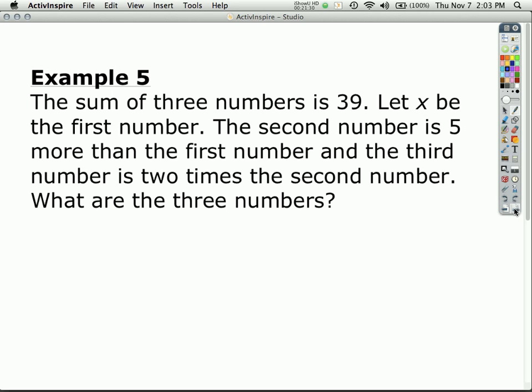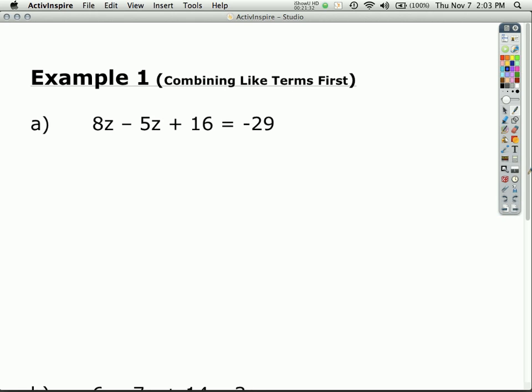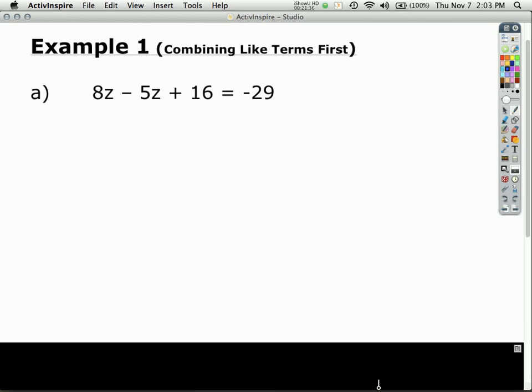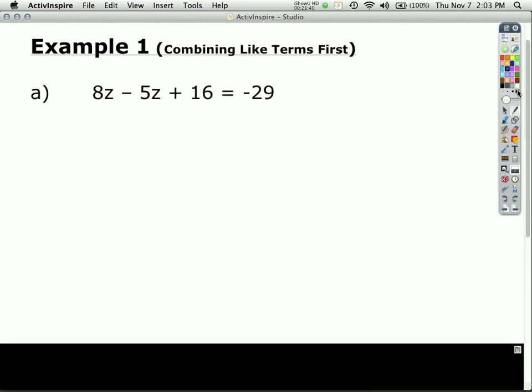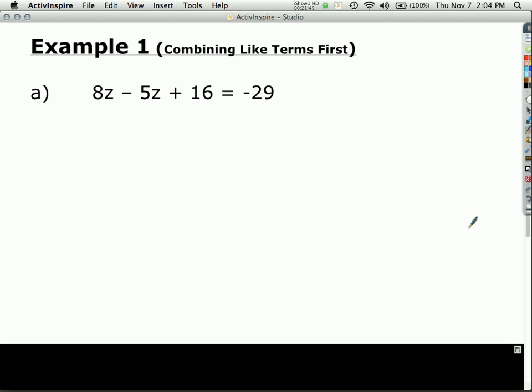So we're going to start here. So now you can pick up your pencil and begin. Example 1. So we have 8z minus 5z plus 16 equals negative 29, and I would like to solve the equation.